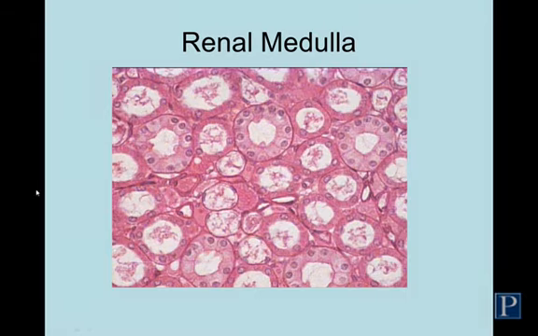Here's another section of renal medulla. You can see three collecting ducts or collecting tubules. Here's one here. Here's another one. Here's another one. You can see multiple thick portions of loop of Henle here, here, here, and so forth. You can see multiple thin portions here, here, here. You can see capillaries as well.